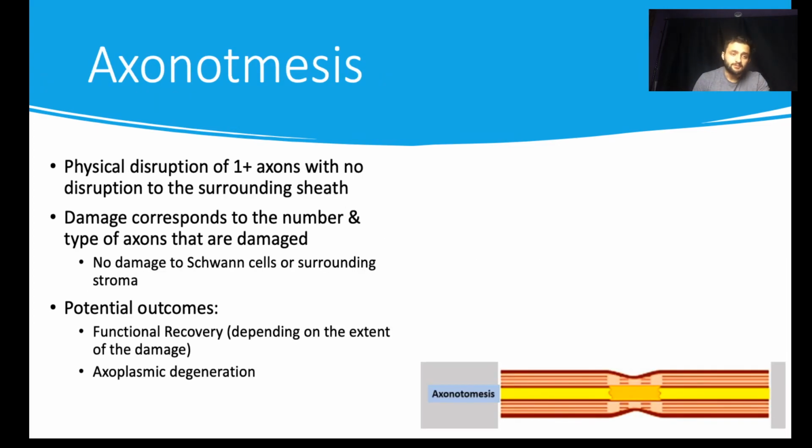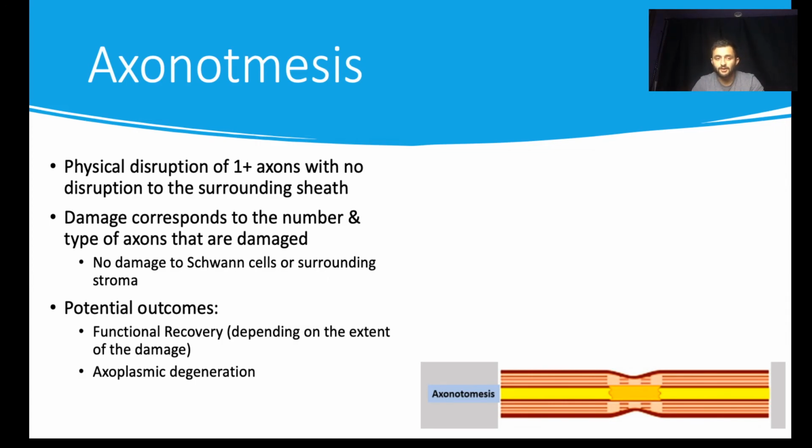Next level up, we have axonotmesis. Axonotmesis is the physical disruption of one or more axons with no disruption to the surrounding sheath. When we look at that image down there, you can see how that yellow line in the center, that's the axon. The damage corresponds to the number and type of axons that are damaged. There's no damage to the Schwann cells or the surrounding stroma, but there is disruption of the actual axon.